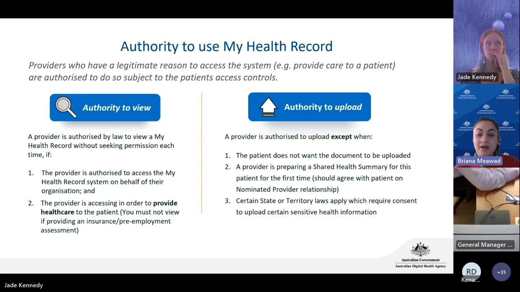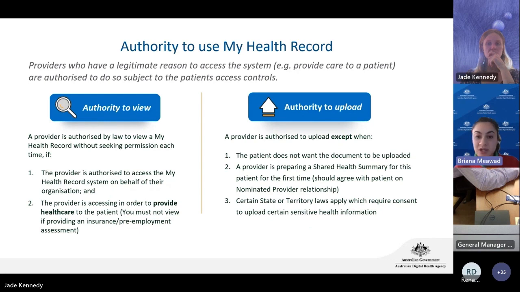The other thing that we like to highlight is authority to upload. So it's the same concept here. It's up to the clinician to determine when they would like to share a document to My Health Record. So documents commonly shared in general practice are shared health summaries and event summaries. Other things that can be uploaded are documents like prescription records when a new medication is prescribed. Other organizations can upload things like results and hospital discharge summaries and things like that. So uploading can be done at the discretion of the clinician or the author of that document.